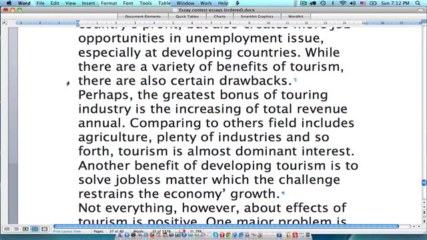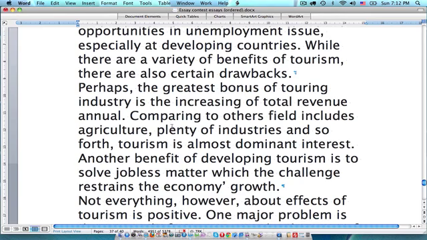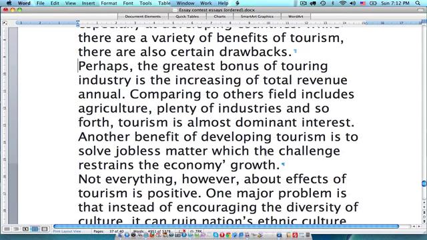Okay, perhaps the greatest bonus of touring industry is the increasing of total revenue annual. Comparing to other fields includes agriculture, plenty of industries, and so forth. Tourism is almost dominant interest. Another benefit of developing tourism is to solve jobless matter, which the challenge restrains the economy growth. So this entire area is really not connected to the essay question because you're being asked to provide solutions to a problem, and you don't even touch on that in this part here.